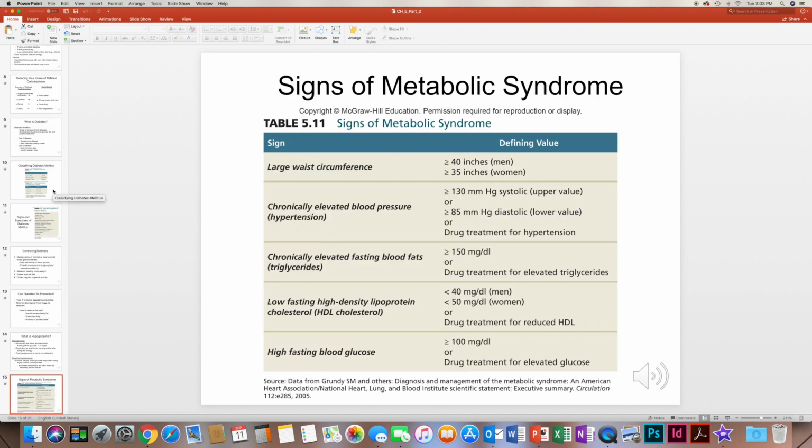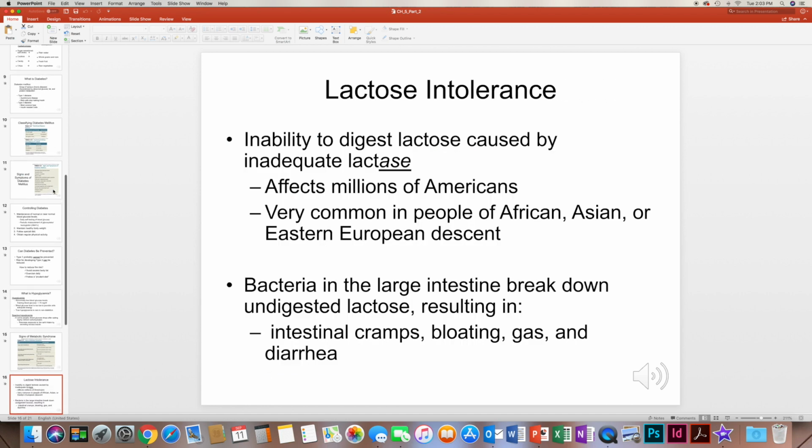One thing to look out for is a collection of conditions known as the metabolic syndrome. If you have a large waist circumference, high blood pressure, high triglycerides, low good cholesterol, and high blood sugar, then you're known to have the metabolic syndrome, which raises your risk for developing heart disease.